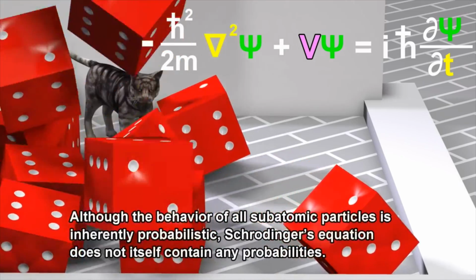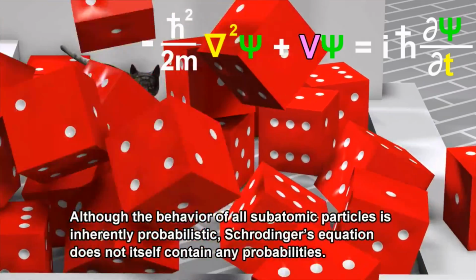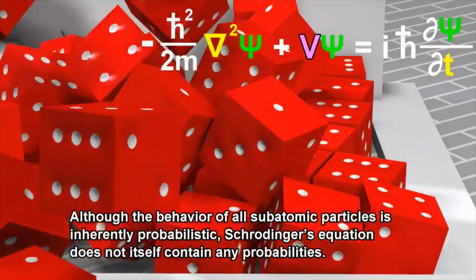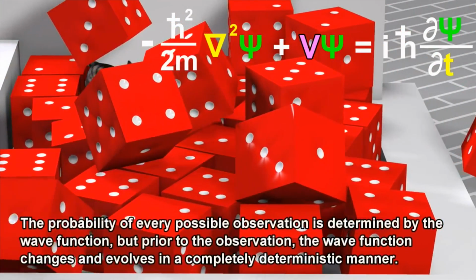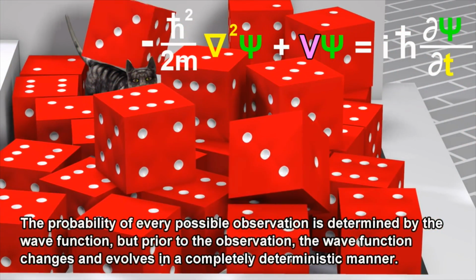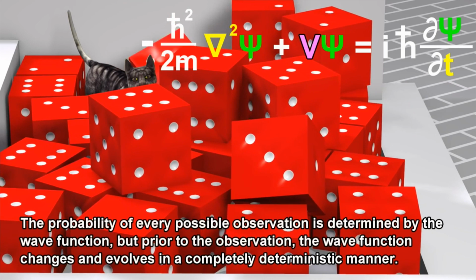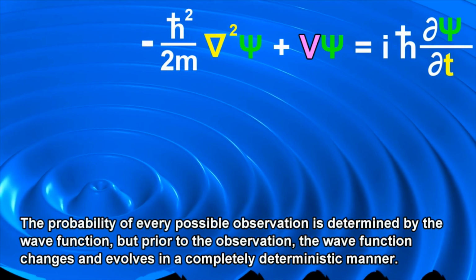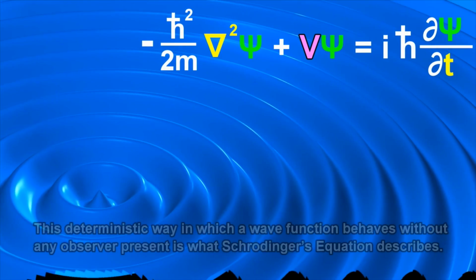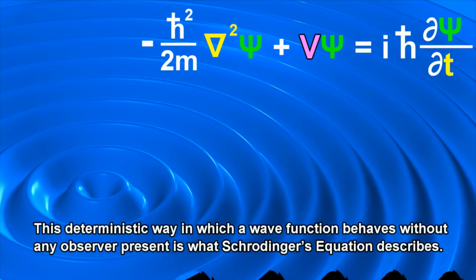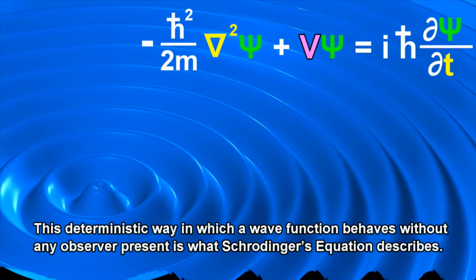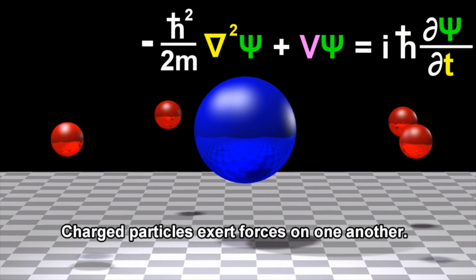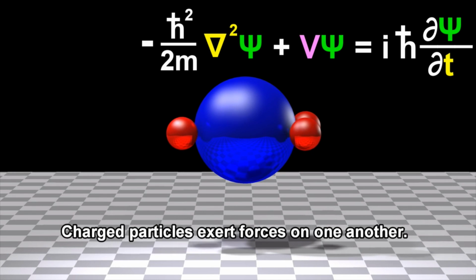And quantum wave functions are described by the Schrodinger wave equation. Though the behavior of all subatomic particles is inherently probabilistic, Schrodinger's equation does not itself contain any probability. The probability of every possible observation is determined by the wave function, but prior to the observation, the wave function changes and evolves in a completely deterministic manner. This deterministic way in which a wave function behaves without any observer present is what Schrodinger's equation describes.